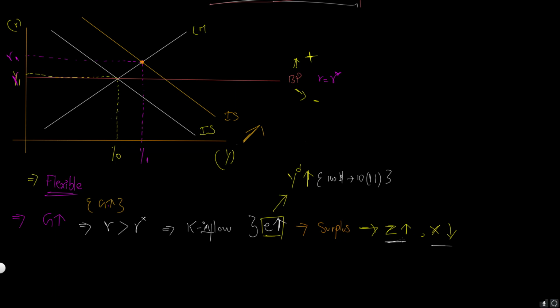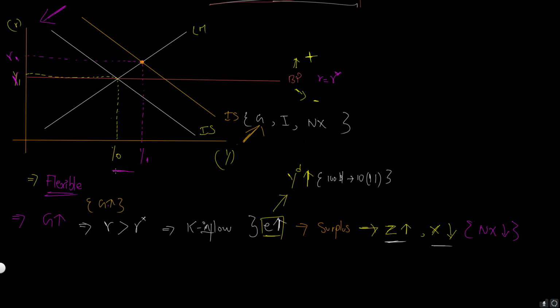And whenever we have such a situation, we know that the IS curve, which we have learned from our previous video, comprises government spending, investments, and net exports. So if our imports are increasing and exports are decreasing, we are going to have a decline in net exports. And when we have a decline in net exports, the IS curve would shift back to its original position.